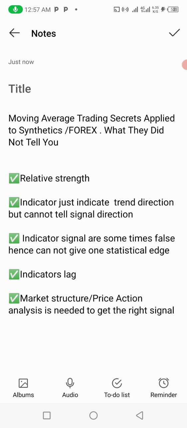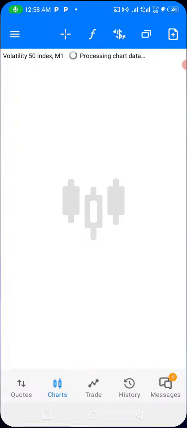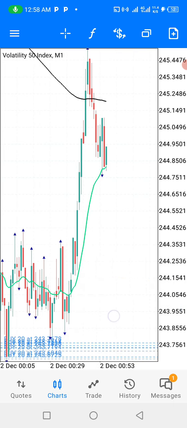Indicator signals are sometimes false, hence cannot give you, let's put it this way, a statistical edge. Indicators lag. They lag behind the price. Market structure and price action analysis are needed to get the right signal. Are you getting it?